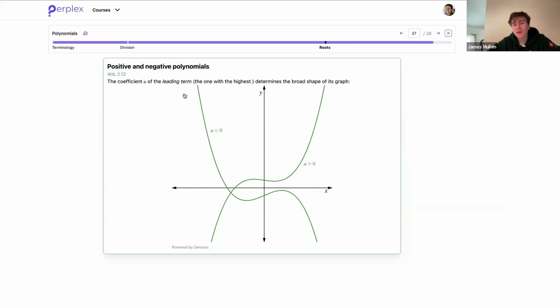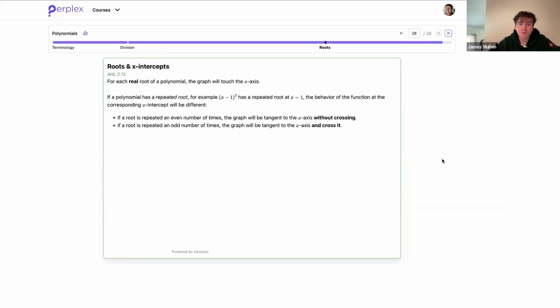Okay? But one thing we know is that the coefficient of the leading term is going to determine the broad shape of the graph. So if a is positive, then in general, the whole thing is concave up if I have an even polynomial, or it's going to be generally increasing except for some weird stuff that might happen in the middle. And it's going to be the opposite if I have a less than 0.